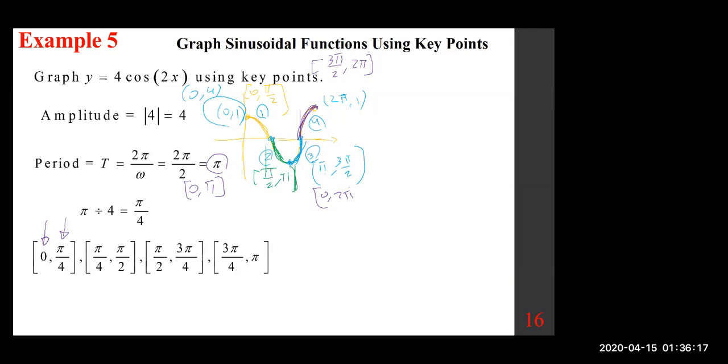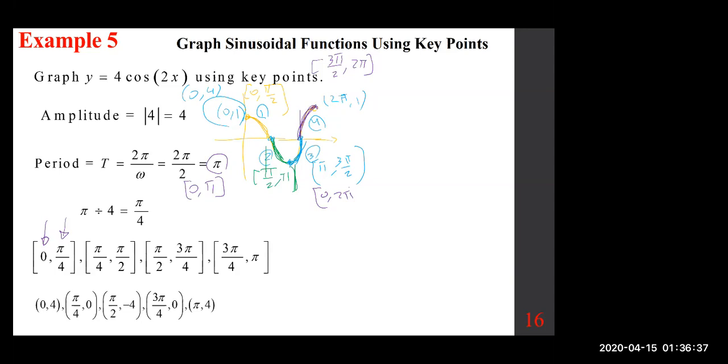What is y, everybody? Put it back into the original function, y equals 4 cosine 2x. Replace the x with pi over 4. Y becomes, everybody? Wouldn't it be 0? 0. So you do the same thing for the rest of it.